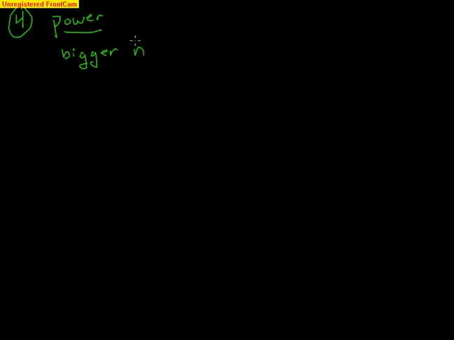So bigger sample size n. Make it bigger, you're going to have more power. Also, the more unusual something is, the more unusual an observation is, whether it's a p hat or an average, the more unusual your sample is, the more power you're going to have.